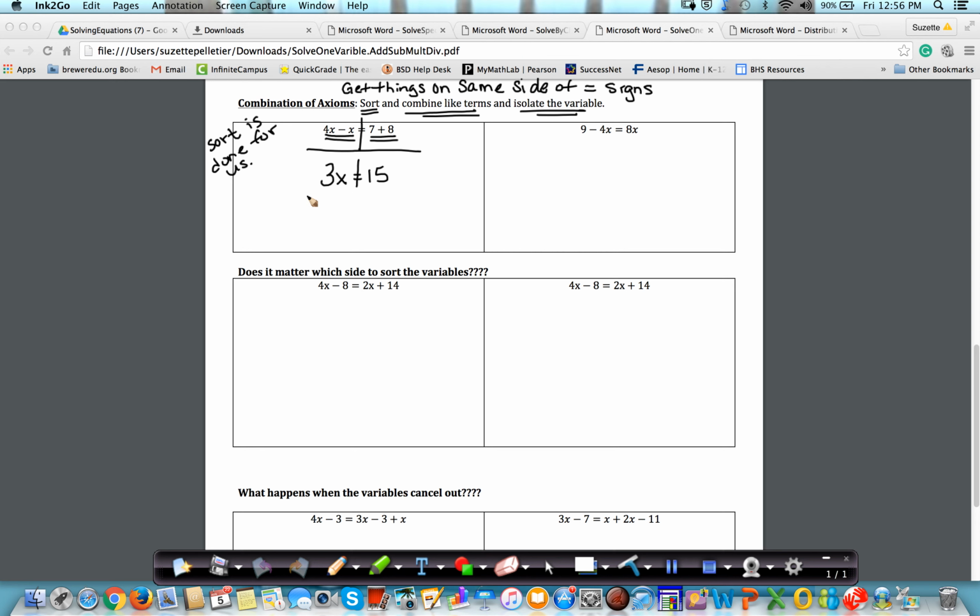So here's my balance scale. And if I'm multiplying by 3 on this side of the equation, then I need to divide by 3 on both sides of the equation. So x equals 5. Okay?